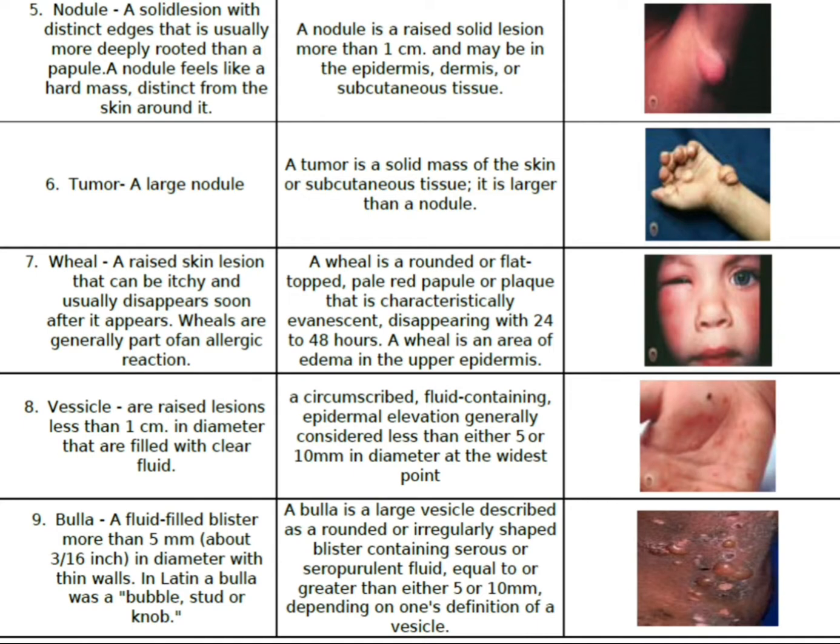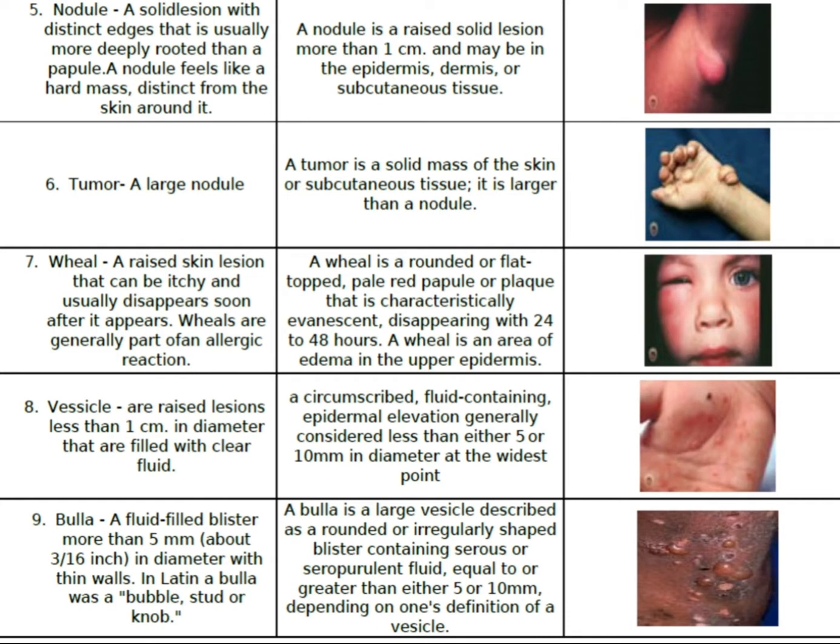7. Wheal. A wheal is a raised skin lesion that can be itchy and usually disappears soon after it appears. Wheals are generally part of an allergic reaction. A wheal is a rounded or flat-topped pale red papule or plaque that is characteristically evanescent, disappearing within 24 to 48 hours. A wheal is an area of edema in the upper epidermis.